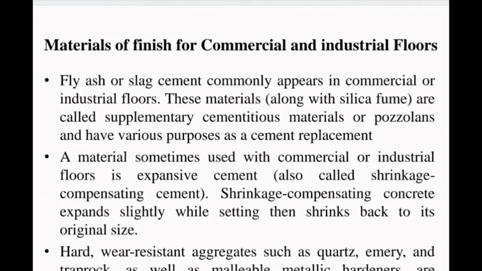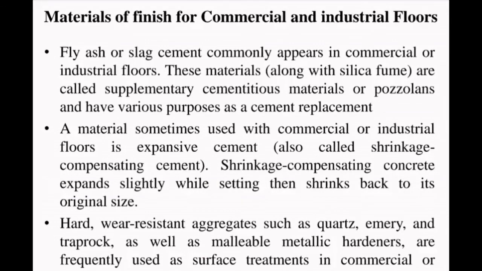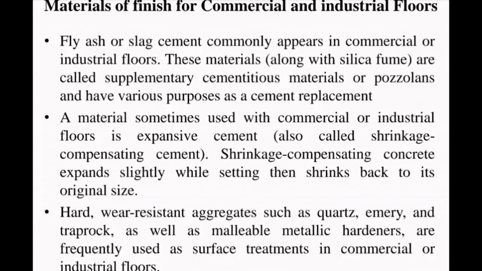And finally, we are going to see the finishing materials for commercial and industrial floors. In commercial and industrial floors, some materials are used for finishing. Fly ash or slag cement is mostly used and commonly appears in commercial or industrial floors. These materials are called supplementary cementitious materials or pozzolanas and have various purposes as a cement replacement. Another material sometimes used for commercial and industrial floors is expansive cement, also known as shrinkage compensating cement.